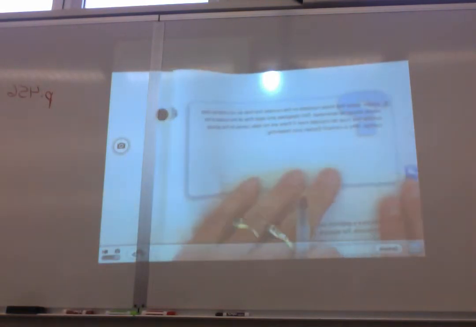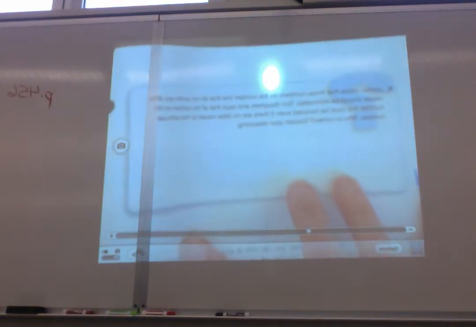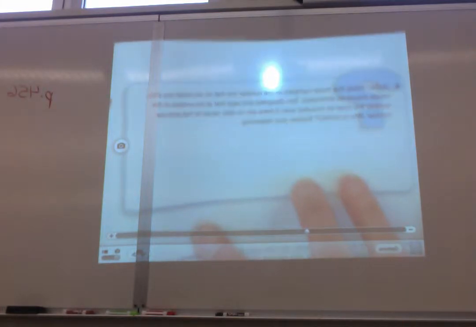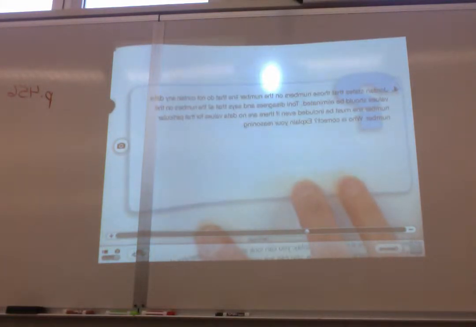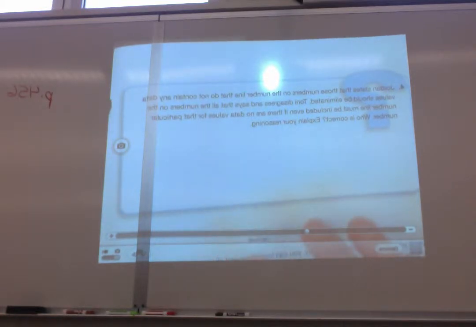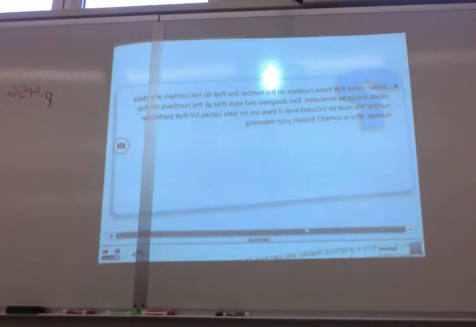Okay. Jordan states, Brian, could you read about Jordan? Jordan states that those numbers on the number line that do not contain any data value should be eliminated. Tony disagrees and says that all the numbers on the number line must be included even if there are no data values for that particular number. Who is correct? Explain your reasoning.